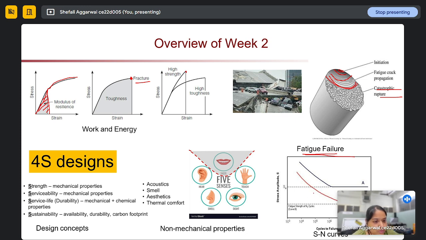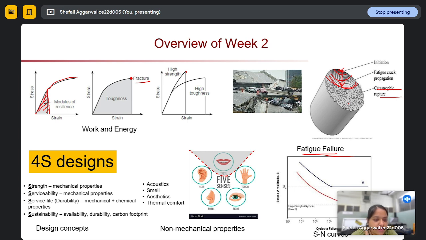If we go to fatigue failure, we can see that there are three main points. First, we have crack initiation. The crack will initiate. After that, the crack will propagate, and then there will be a final failure or catastrophic failure of our material.